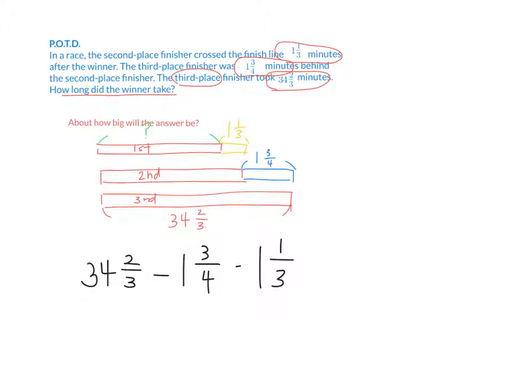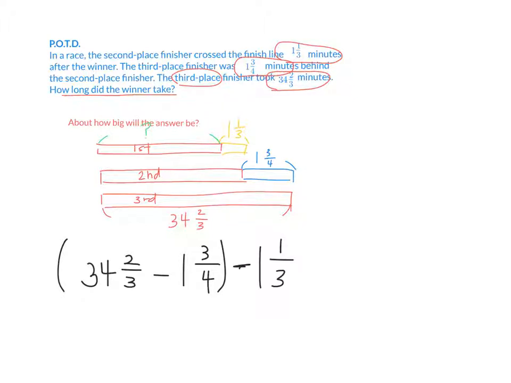We've written the equation 34 2/3 minus 1 3/4 minus 1 1/3. Could we solve this equation now? We would just have to do it in 2 steps. The first step, we have to find out the second place winner. And once we find that, we just take away 1 1/3.